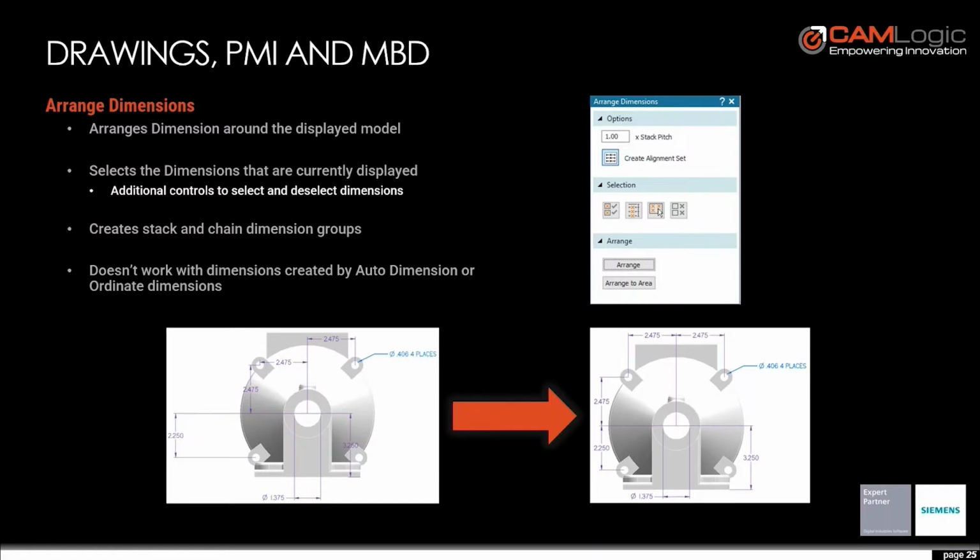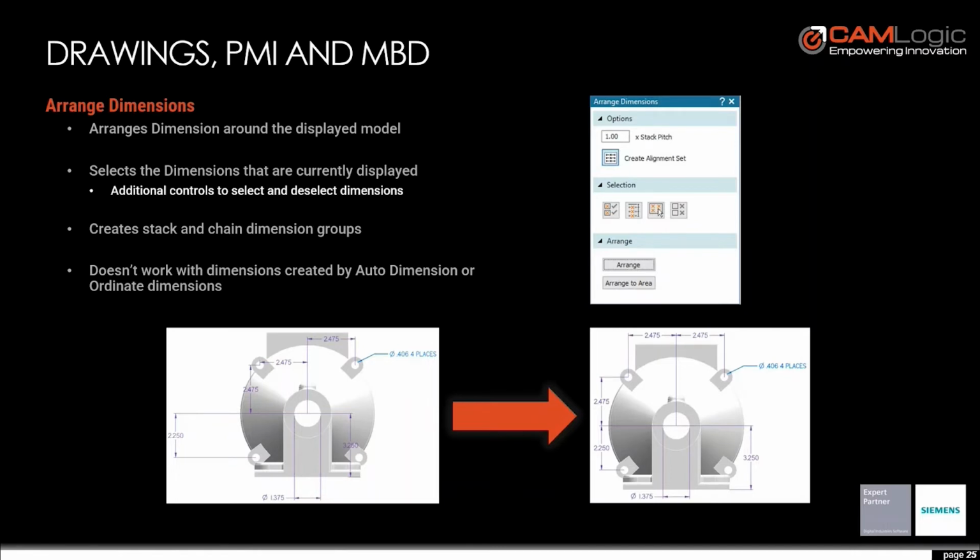And then I believe the last command here for the drawings, PMI and MBD, oh, there's actually one more after this, is arrange dimensions. So arrange dimensions lets you take the dimensions that you've already placed on your model and make them fit a bit better. As you can see in the bottom example, it takes those dimensions, sets them up so that you have both stacks and chains of dimensions, makes them close to the part so that they're easy to identify, easy to read.